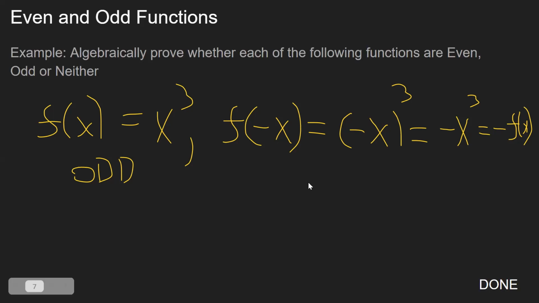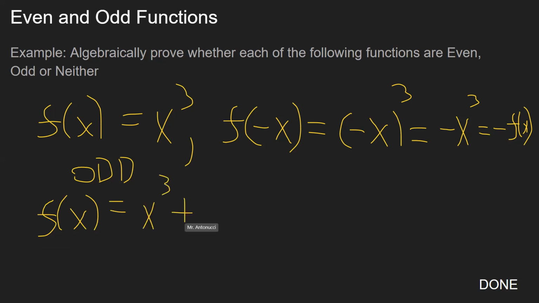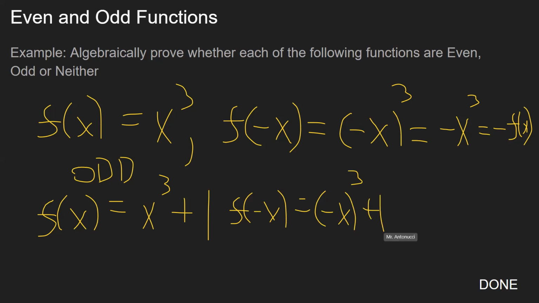Let me back up a second. If you had f of x equals x cubed plus 1, f of negative x is going to be negative x cubed plus 1, which we know negative x quantity cubed is negative x cubed, and then you have plus 1. Now that is neither the opposite nor the same as the original function, because the plus 1 didn't change sign. So this is neither.